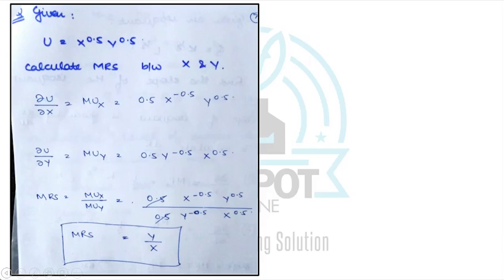Now another question that has been asked, not for this particular function but in general, is to calculate the MRS between X and Y. This question essentially just requires you to remember the formula for MRS. The MRS between any two goods for a utility function is basically the marginal utility of one divided by the marginal utility of the other. So you have MUX upon MUY. I've just calculated it, and MRS is basically MUX divided by MUY, which in this case is Y upon X.